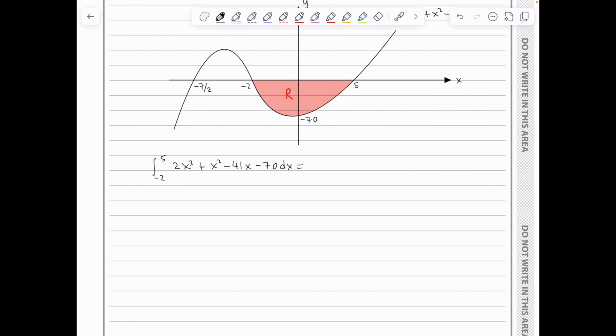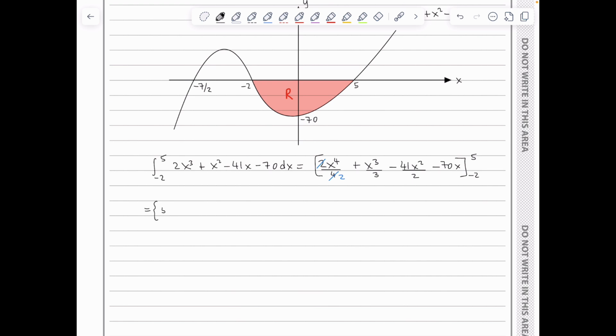Now in integration, we are increasing the power by 1. We are dividing by the new power. So we're looking at 2x to the power of 4 over 4 plus x to the power of 3 over 3 minus 41x squared over 2 minus 70x, and the limits are negative 2 and 5. I will start by simplifying the 2 with the 4, leaving me with the 2 in the denominator, and I will substitute the upper limit of 5.